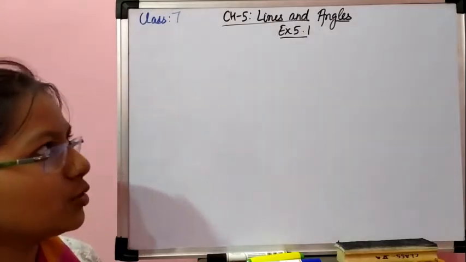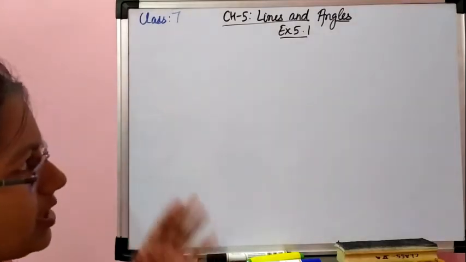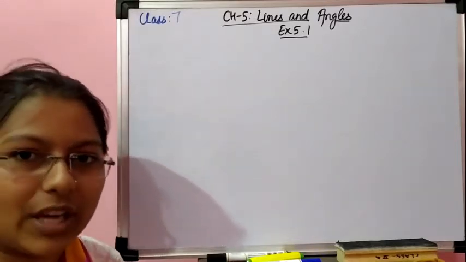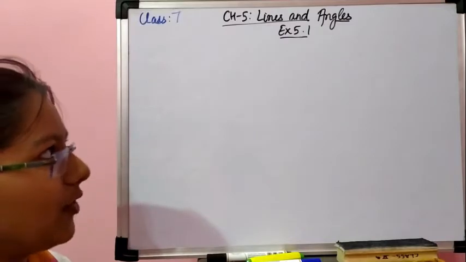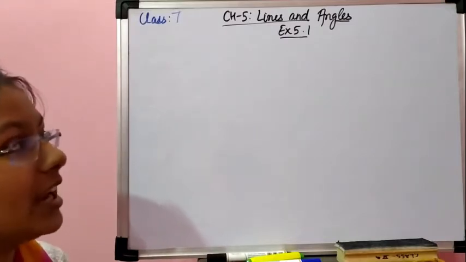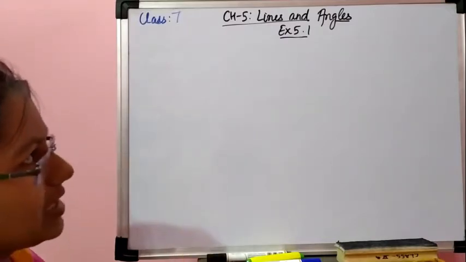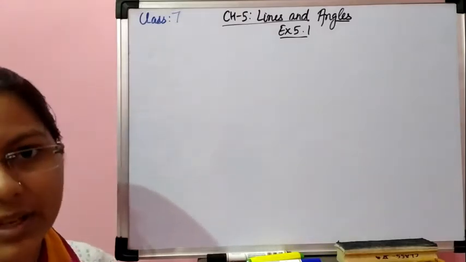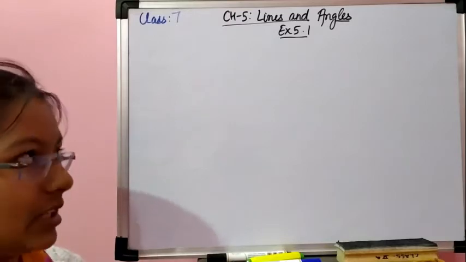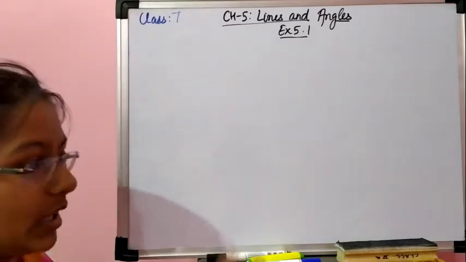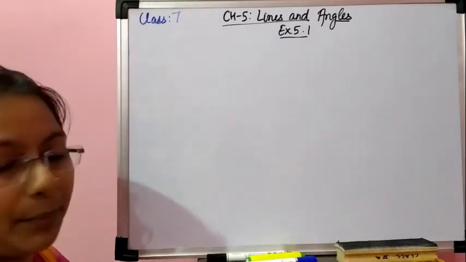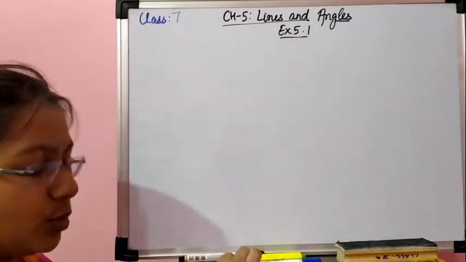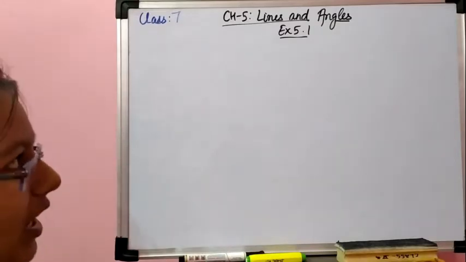Good morning students. So today we are going to continue our exercise 5.1. In previous classes we have discussed all the concepts of lines and angles, and we have discussed 10 questions of this exercise 5.1 which were related to complementary angles, supplementary angles and adjacent angles. Now again we are just going to continue our exercise, and today we will complete this exercise. 10 questions we have completed. So today we have to start from question number 11.